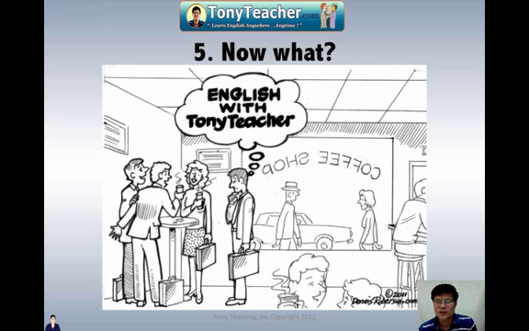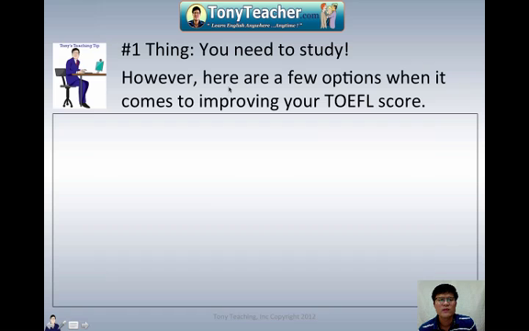Now what? Well, the number one thing you need to do is study. There is no magic answer to becoming a TOEFL master. The answer is you need to study. Money is not going to improve your score, studying is. However, here are a few options when it comes to improving your TOEFL score.